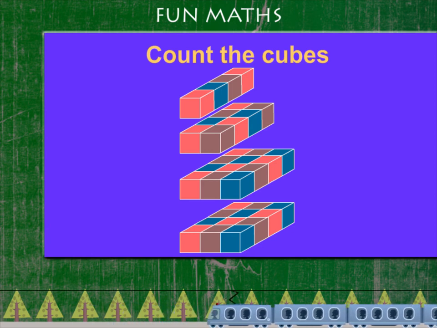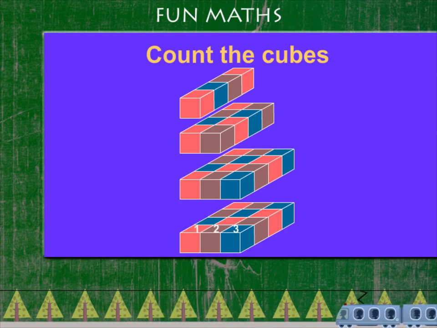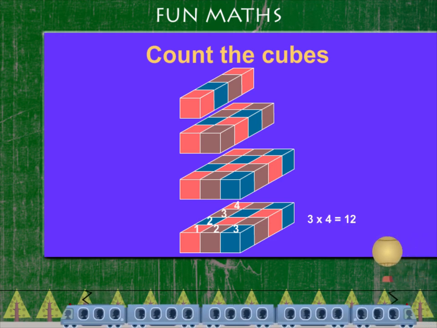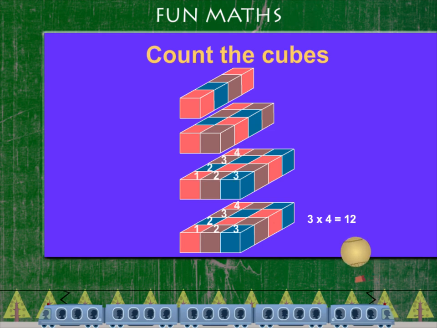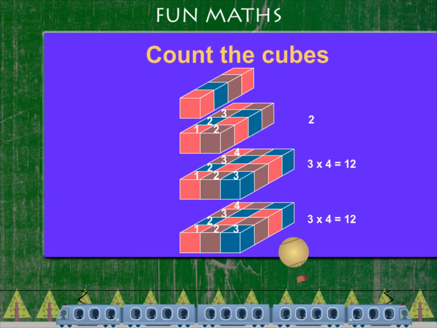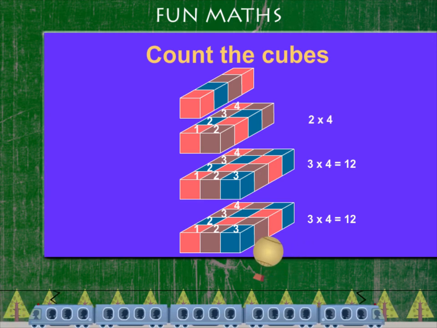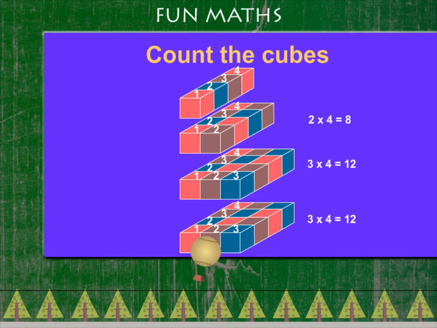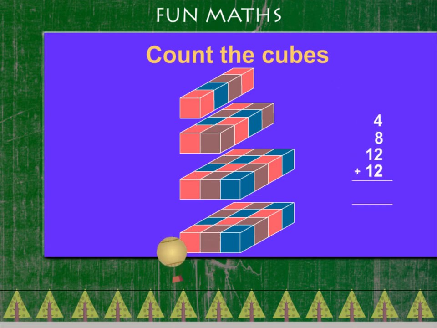So, the bottom layer is 3 cubes wide and 4 cubes long, or 3 into 4 is equal to 12 cubes. The layer above is also 12 cubes. Above this are 2 into 4 is equal to 8 cubes, and the top layer is 4 cubes. Add all this and you get 36 cubical blocks.